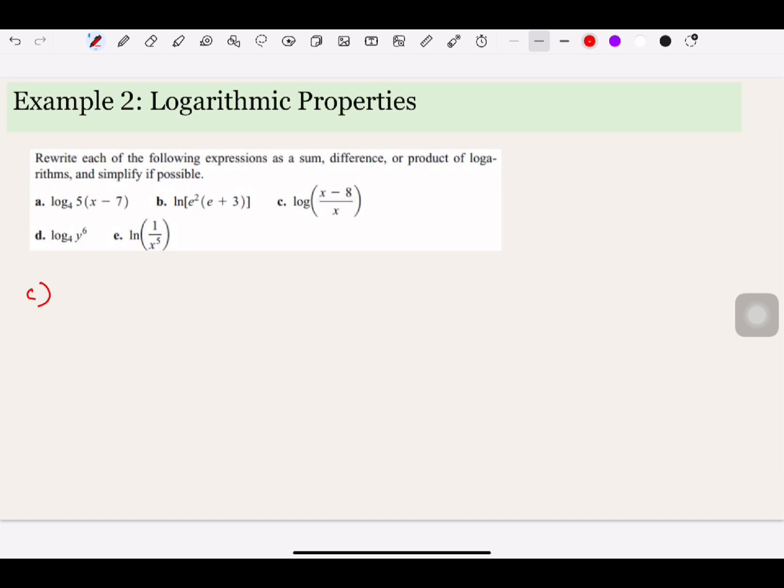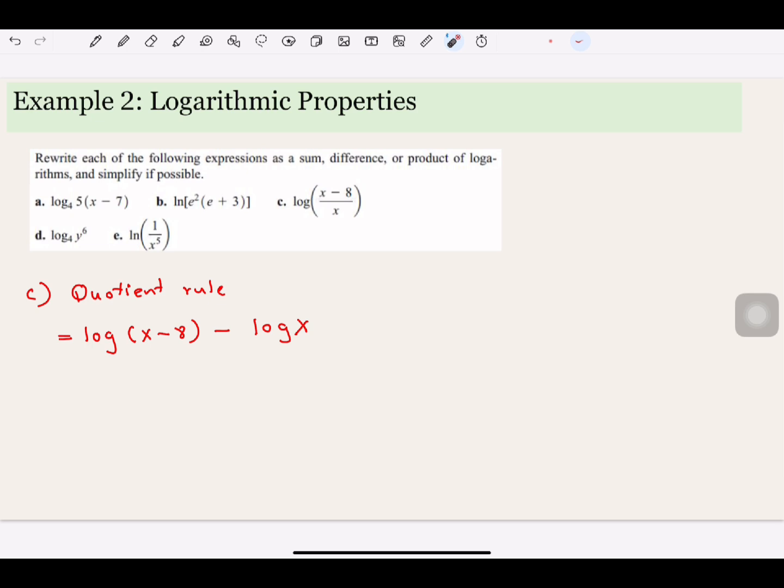In part C, you have a quotient inside the log term, which means you have to use the quotient rule. Once you use the quotient rule, you'll get log of x minus 8 minus log x. Here you don't have a base, which means you are automatically dealing with base 10.